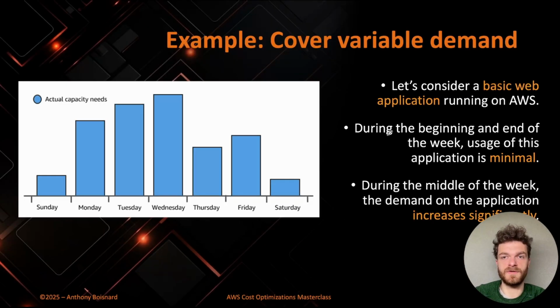So let's see an example of a basic web application running on AWS. So you can see that during the beginning and end of the week, usage of the application is minimal, so on Sunday and Saturday, but the rest of the week, during the middle of the week, the demand of the application increases significantly. So the capacity needed is much higher here.